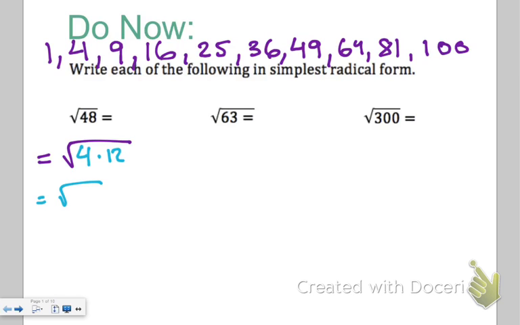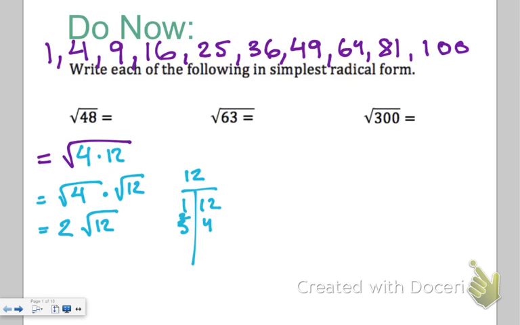We can then separate this into the square root of 4 times the square root of 12. And now we're going to take the square root of the perfect square number. The square root of 4 is 2, and 12 is an irrational number. But what you'll notice is that the square root of 12 is not in simplest form. The factors of 12 are 1 and 12, 3 and 4, well, I missed 2 and 6, and 3 and 4. So we have another perfect square number. So what we can do now is break the 12 down further.